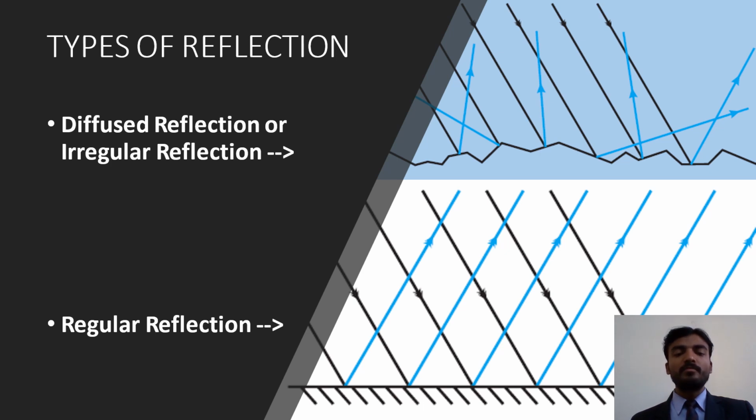Talking about types of reflection. We have studied reflection, and now what are the types of reflection? There are two types: irregular and regular. In irregular reflection, the angle of incidence is never equal, or hardly equal, to the angle of reflection. In regular reflection, the angle of incidence is always equal to the angle of reflection. This is the basic difference between them.